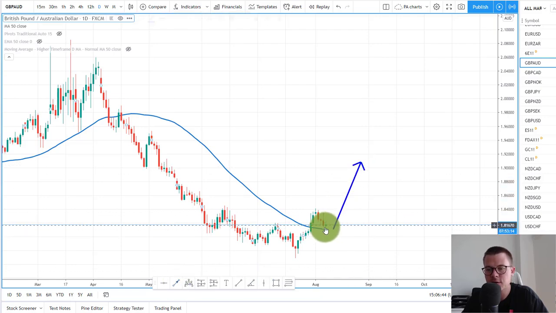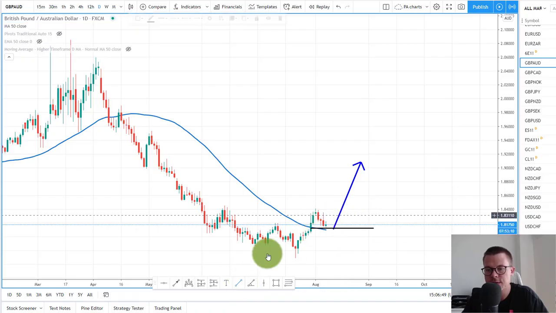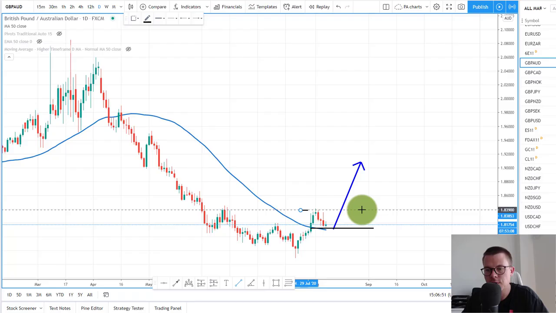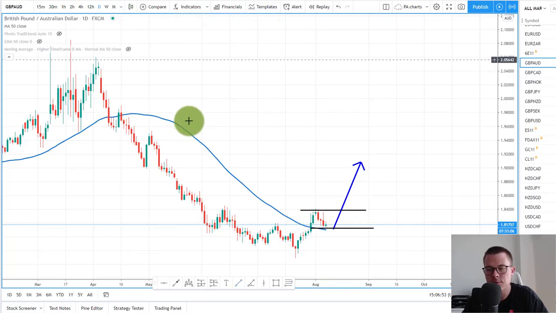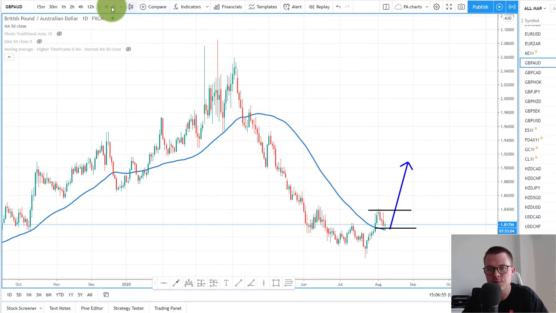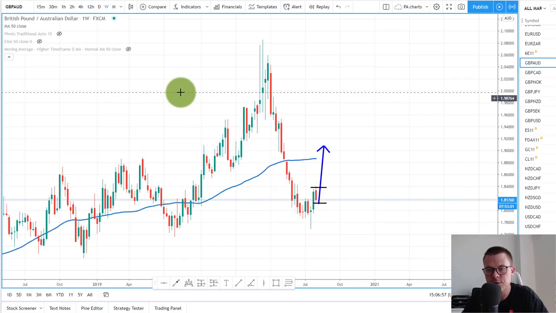So if this level holds, if the daily 50 holds, and if you see a move away from this level, then looking for bullish opportunities would probably be my preferred scenario.